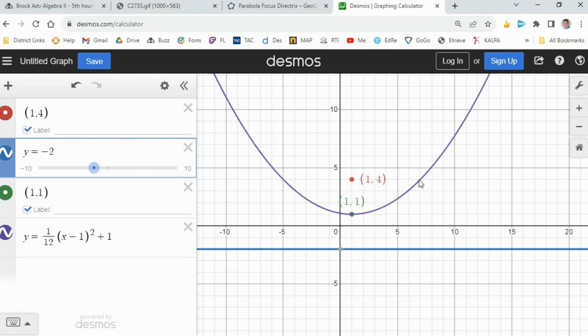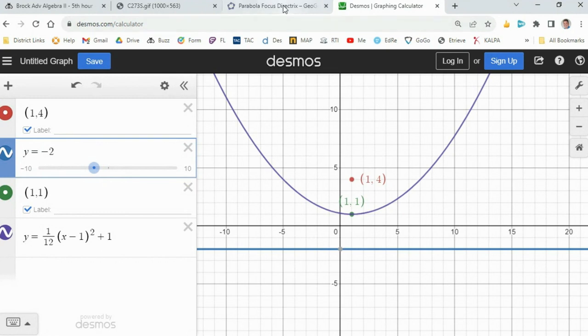Same thing here. It's 6 to this point and 6 down. It's 3 to here, 3 down. And in between there, it's a distance between 3 and 6. But that is the parabola that we can get just from having the focal point and the directrix line.